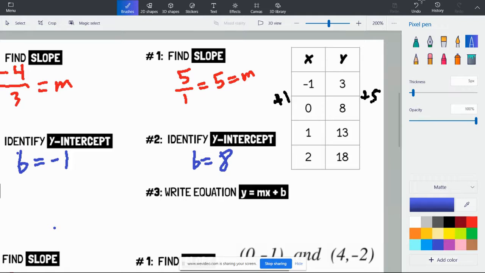Remember, if you had a little graph right here, you're graphing this out. You go 0, 8. You have a point right there. -1, 3, something like that. It'd be a little line that looks like that.